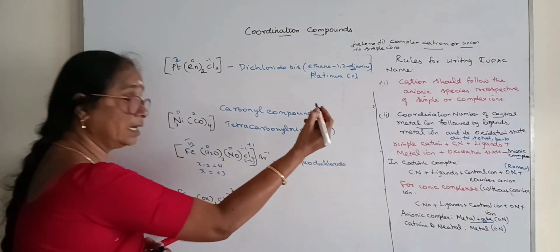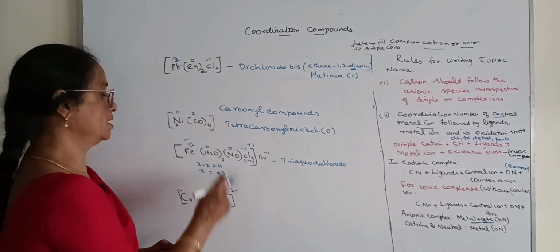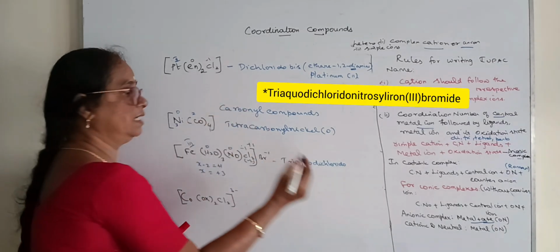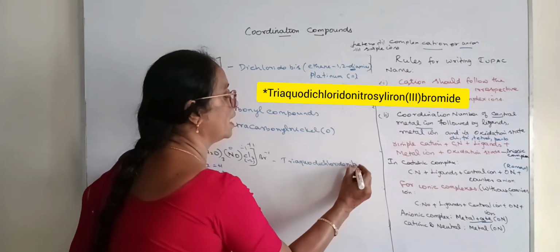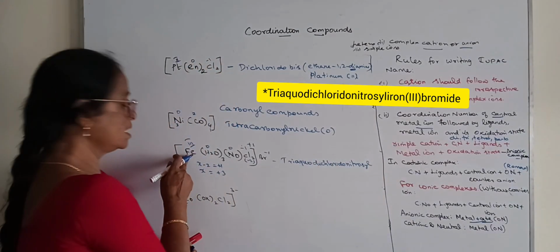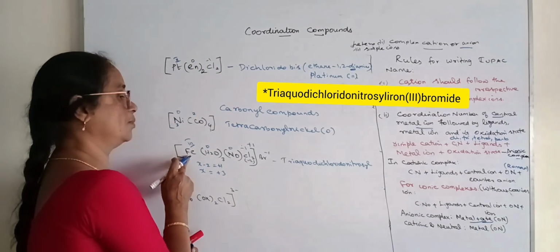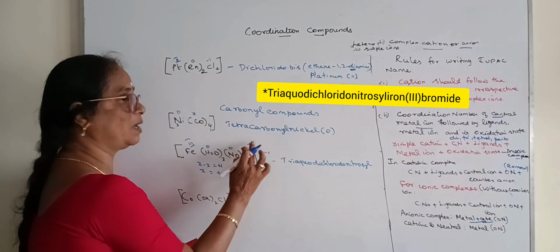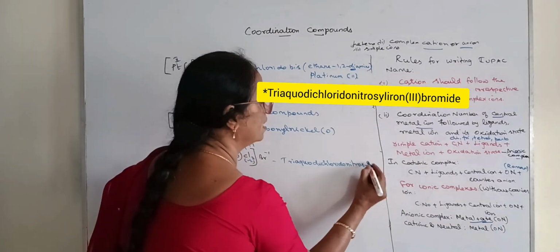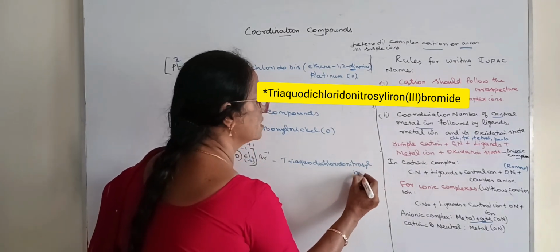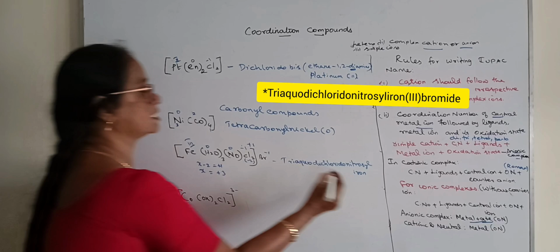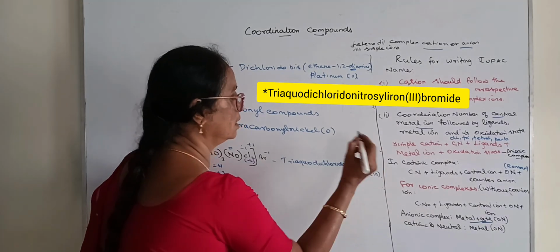Because of the negative ligand, o is the suffix. Then NO, it is nitrosyl. So, triaquadichloridonitrosyl. What is the central ion? Ferrate, sorry, iron, because it is a positive complex, it is iron. So I can write iron. What about its oxidation state? 3, iron(III). That's all.